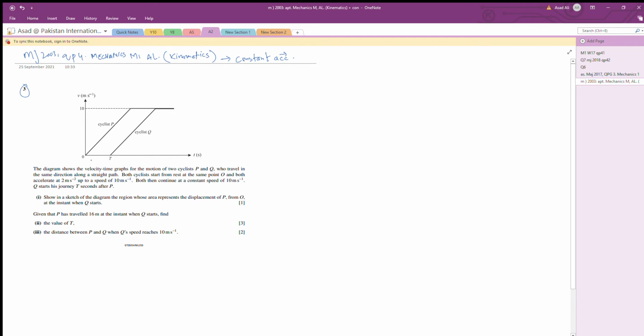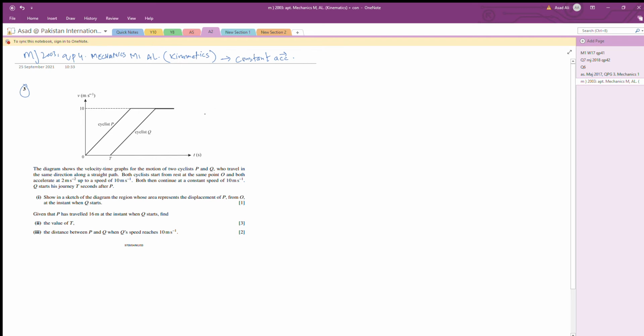The diagram shows the velocity time graph. I have told you in the first question that the questions we are doing here are basically velocity time graph questions, and this has been done in IGCSE mathematics. The same concepts and the same rules are used here.